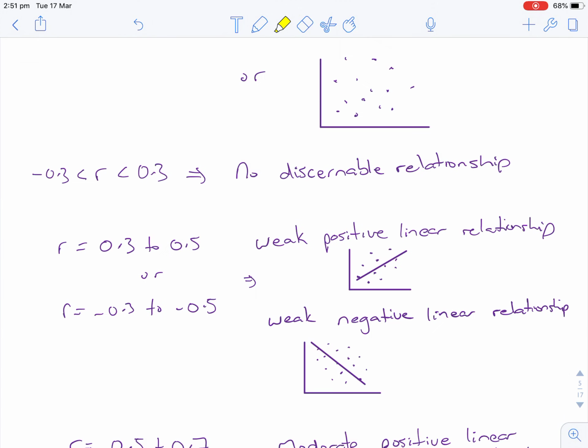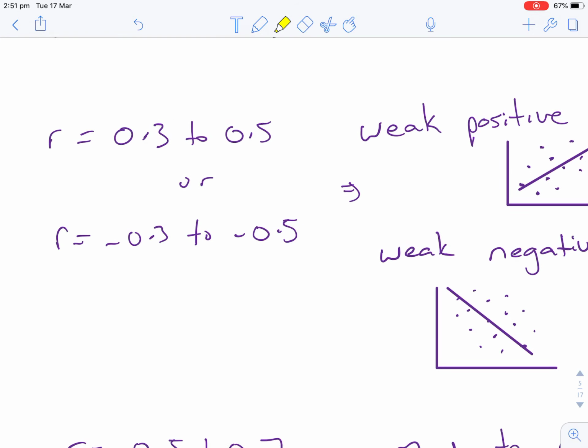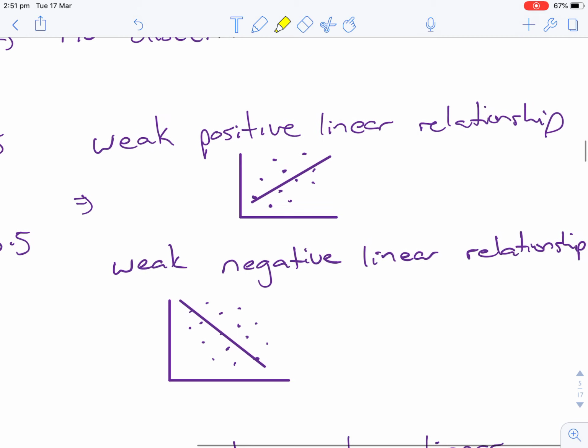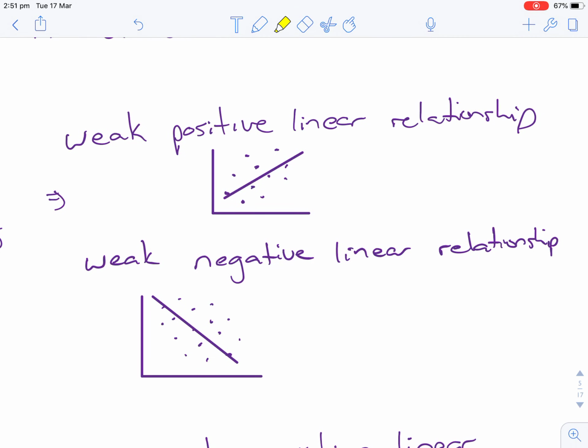If we have an r value that's between -0.3 and +0.3, we would say that there's no discernible relationship. There's something very mild going on, but we couldn't really use it to do anything useful. If my r was between 0.3 and 0.5, or between -0.3 and -0.5, I would be saying that I've got a weak positive linear relationship or a weak negative linear relationship.